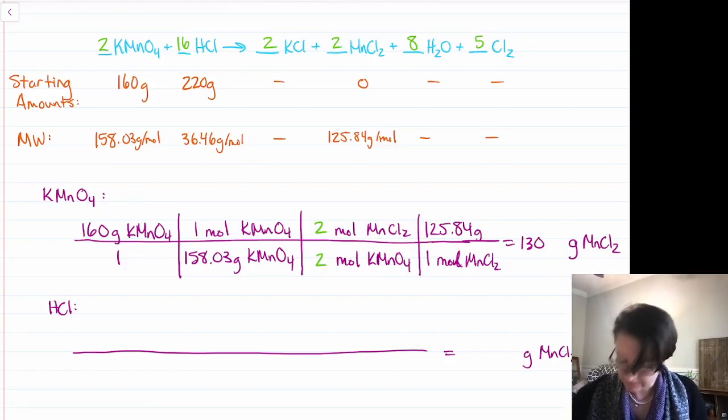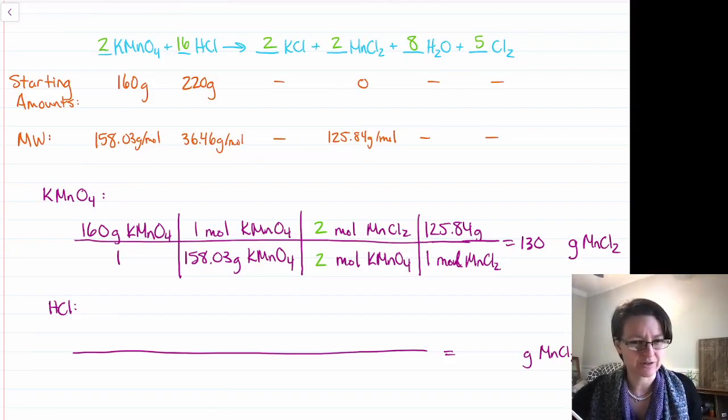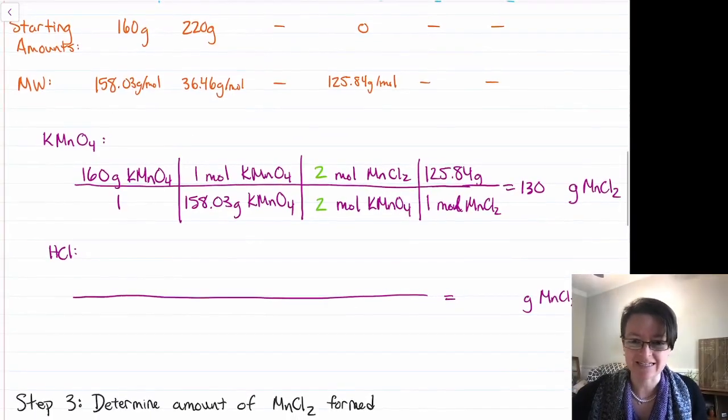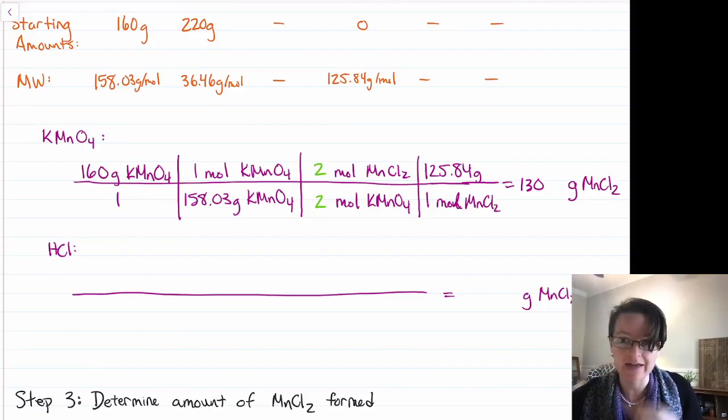Okay, so that's possible answer number 1. We now know, having done this calculation, that there's no way we're going to form more than 130 grams of manganese 2 chloride, because if we tried to form, say, 135 grams, the potassium permanganate is going to run out. What we don't know, however, is if the hydrochloric acid is going to be even more limiting. And so if HCl gives us fewer grams of manganese 2 chloride, that's going to indicate to us that HCl is going to be the limiting reagent. But let's go ahead and find out.